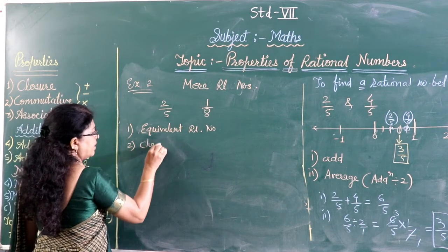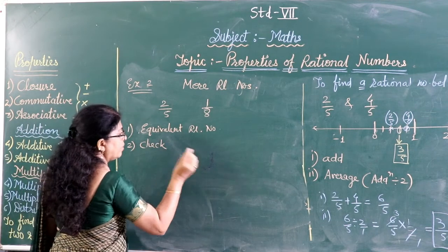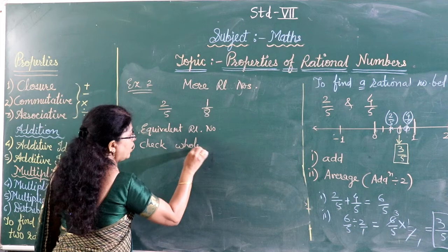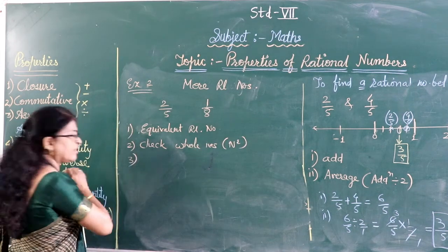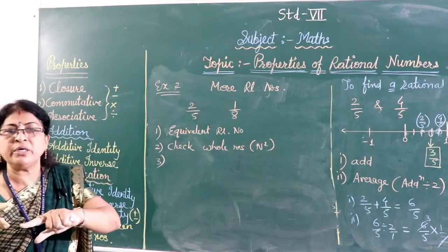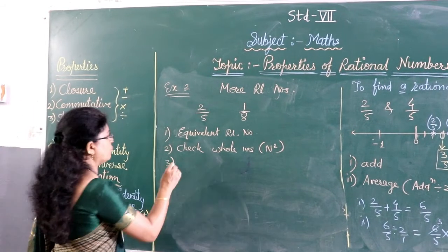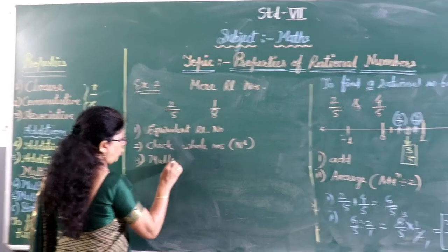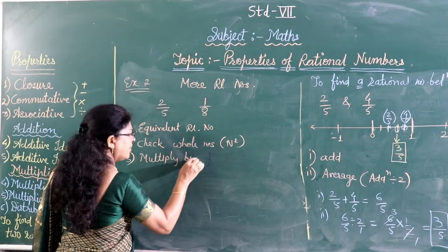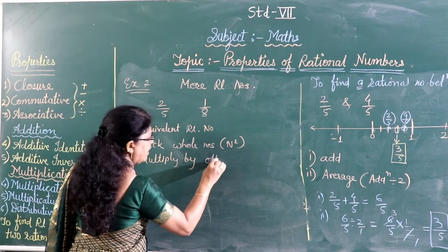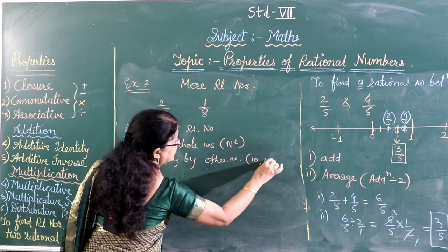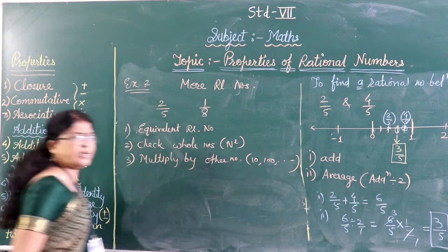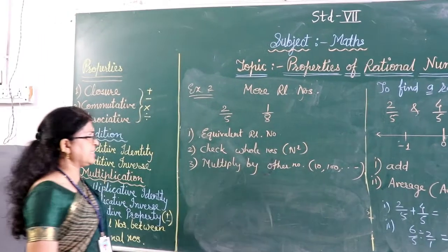Then check whether you are getting whole numbers in the numerator. And third step, if you are not getting whole numbers between the two numerators, then you will have to multiply both by another number like 10 or 100 and so on. Any number you can multiply. Now we will see this example.